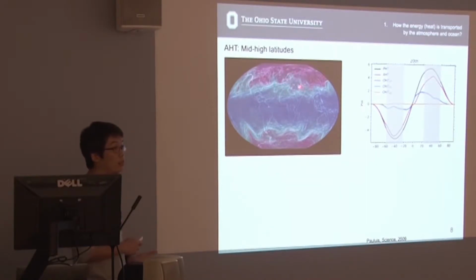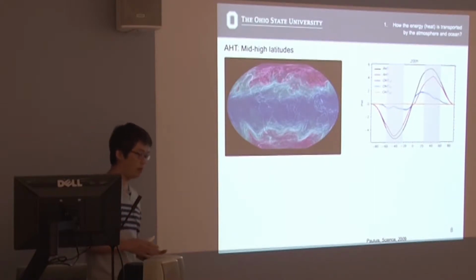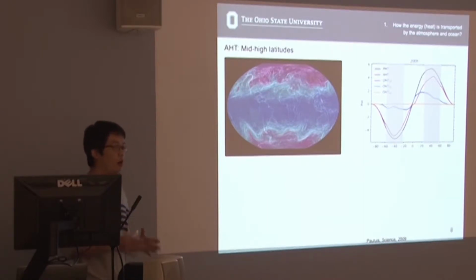So in this case, the energy transport is completed. For example, if we have a cold front or warm front in Columbus, then the local heat transport is completed due to these weather systems.